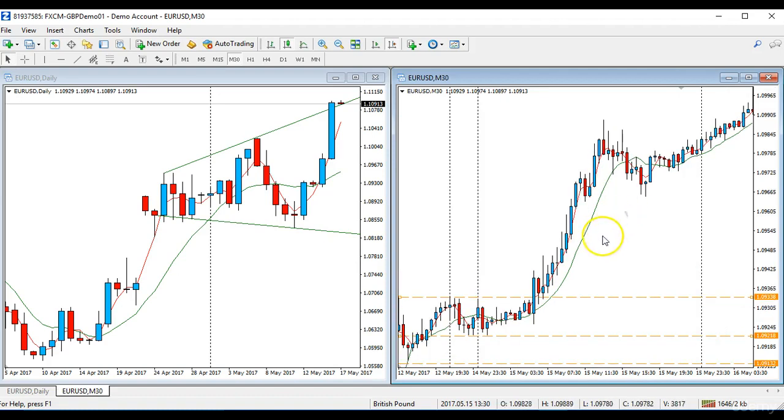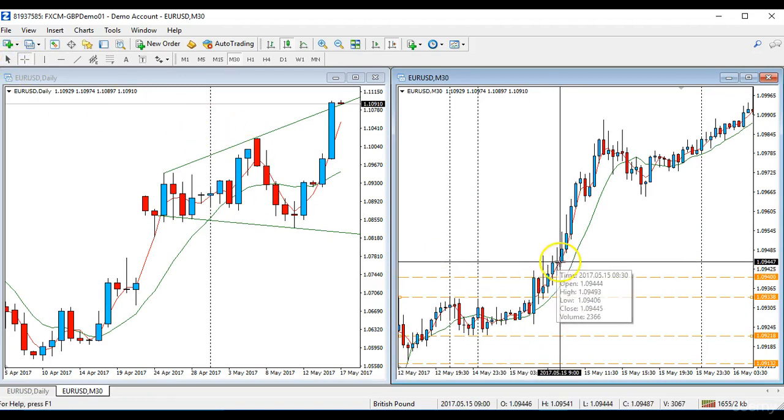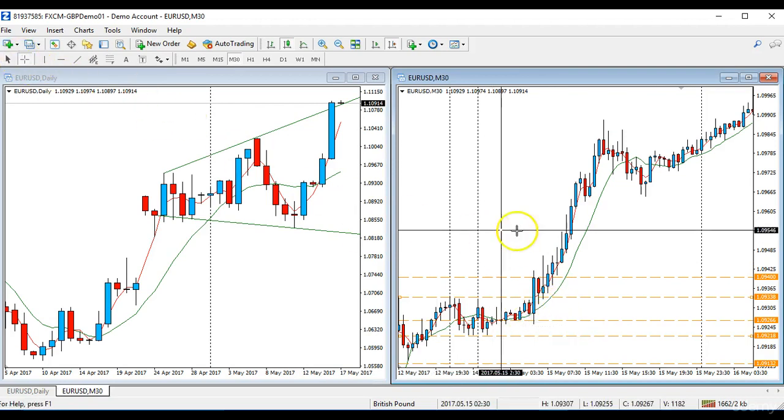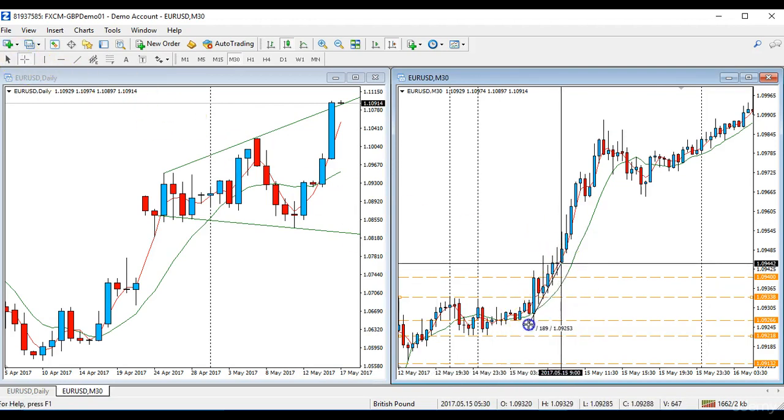And what you can do is, let's say for example we had an entry over here. Okay, let's say that was our entry. Then what this does is it gives us an entry. Let's say we entered here and we had a stop loss below a previous level, or below two previous levels of support here. So let's say we had an entry there and we put a stop loss there.